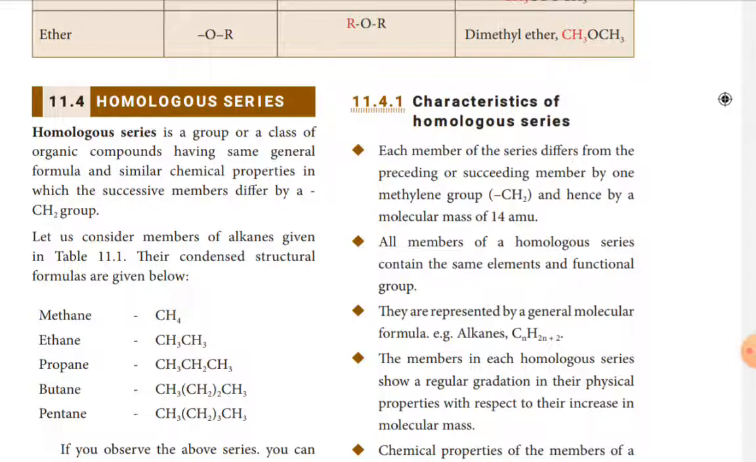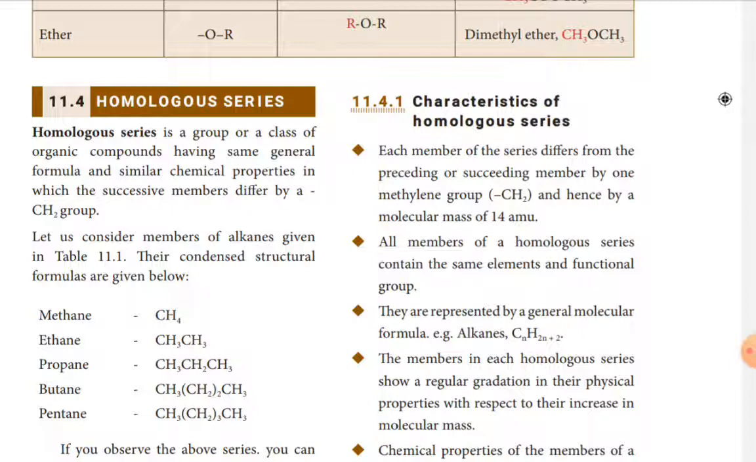And what is the molecular mass? 14 atomic mass units. Carbon 12, hydrogen 1, two hydrogens, 2 into 1 is 2. So 12 plus 2 is 14. So these compounds differ by a molecular mass of 14 atomic mass units. This is the first point you have to learn thoroughly: the preceding or succeeding member differs by one CH2 group and the molecular mass difference is 14 atomic mass units.